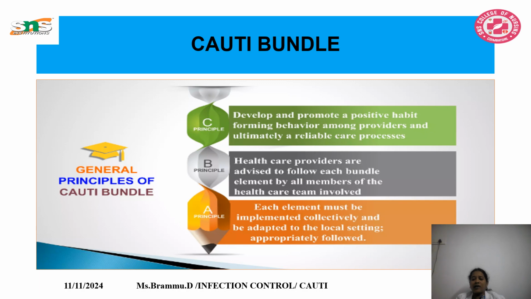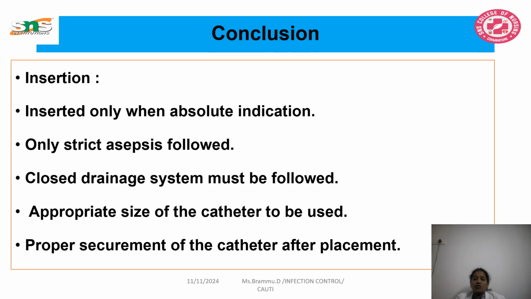So to conclude, you have to follow the insertion technique: insert the catheter only when it is indicated, and follow strict aseptic technique throughout the procedure. There must be a closed drainage system throughout until it is removed. An appropriate size of catheter is to be used. It should not be too tight or too loose in the urethra. Proper securement after the catheter is placed, either onto the thigh or onto the patient's abdomen.